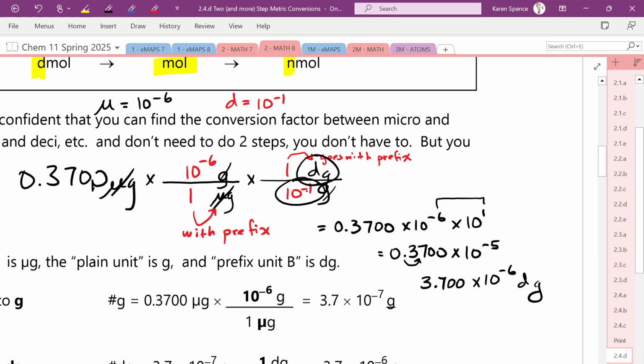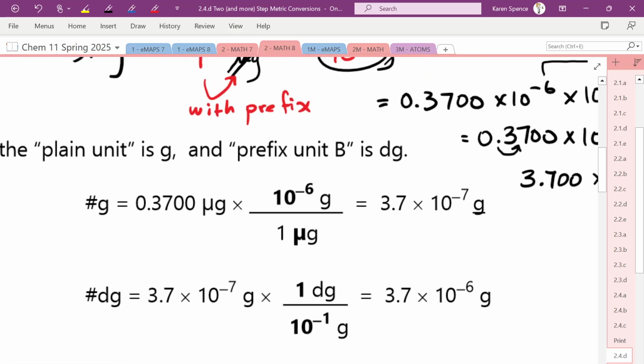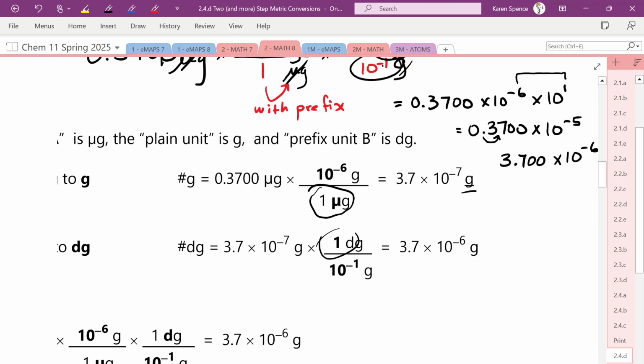Okay? You can do it in 2 steps. You don't have to do it all in one line. You could do it in 2 steps where your 1 goes with the prefix and you get grams. And then you could go from your grams, in the next step, the 1 goes with the prefix to go to decigrams. All right?